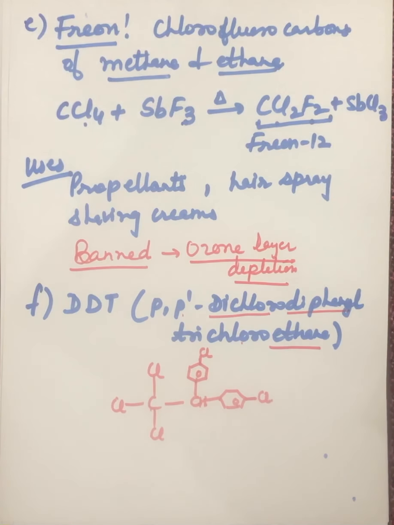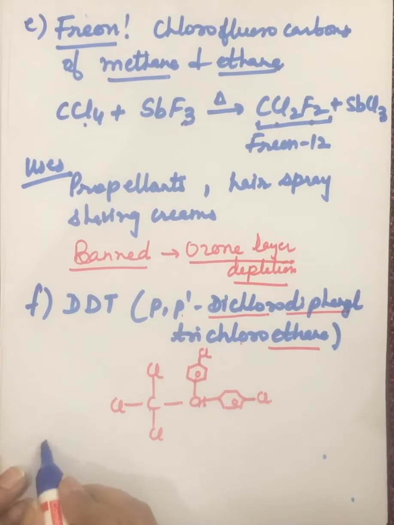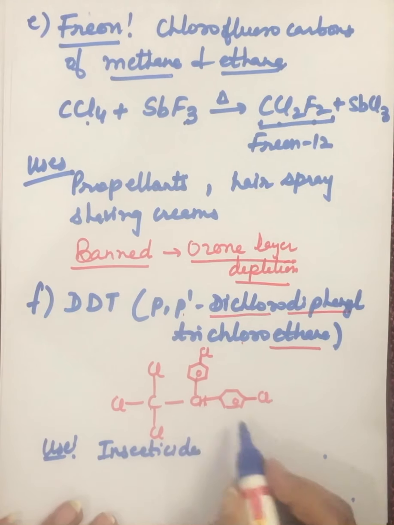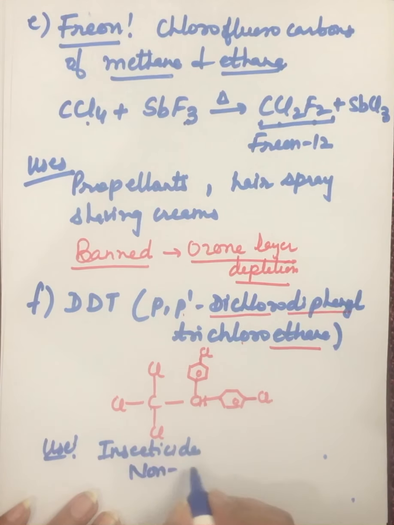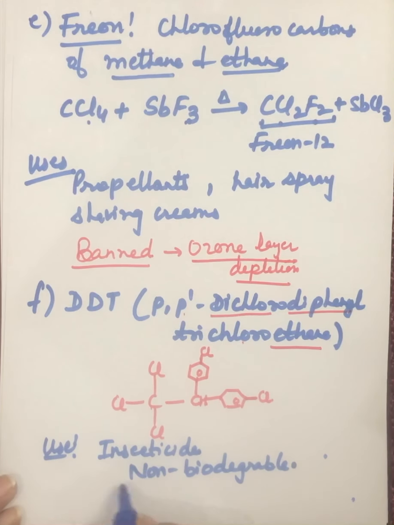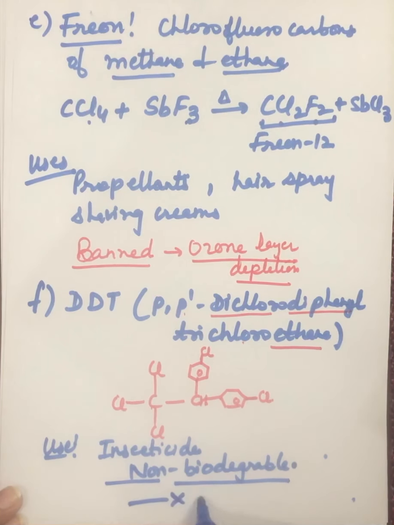DDT is used as an insecticide. But it is non-biodegradable. And many species of insects develop resistance to DDT. And it was also discovered to have high toxicity in fish. So worldwide, there is a ban nowadays on the use of DDT. So this is about some important polyhalogen compounds of carbon.